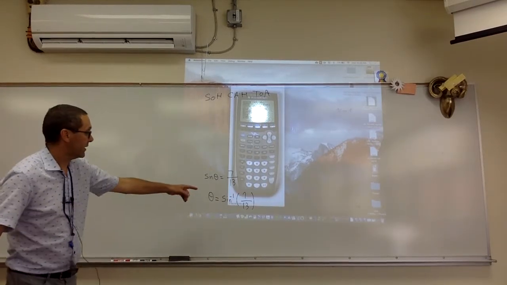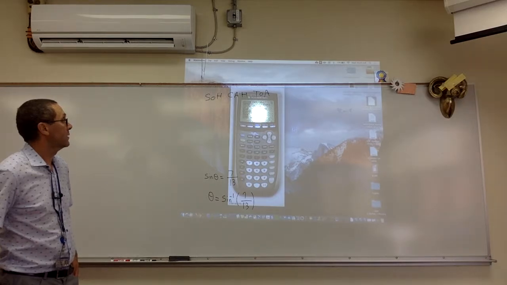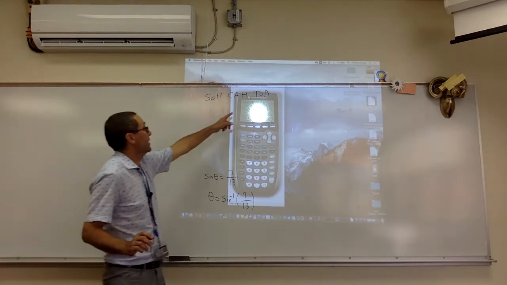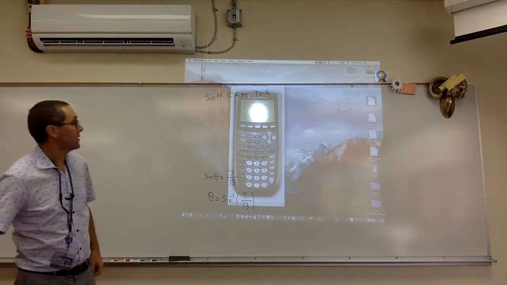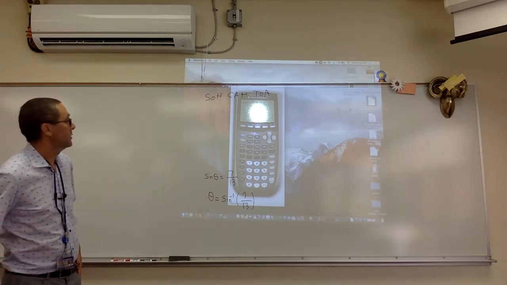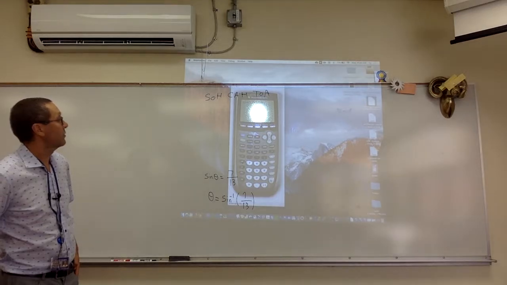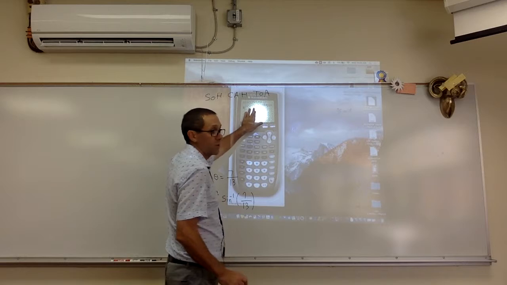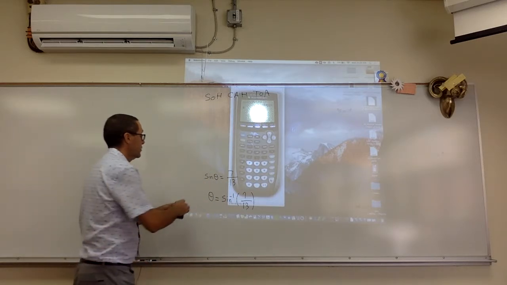Now if you want to find the inverse sine of that, you do second, sine. It says sine -1. So you do inverse sine, and you put 7 divided by 13 in there. If you're in degree mode, you should get your answer in degrees. So it's about 33 degrees, 32.58. Okay, so that's one example.